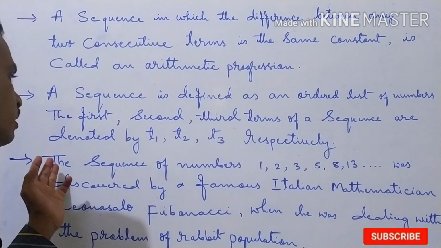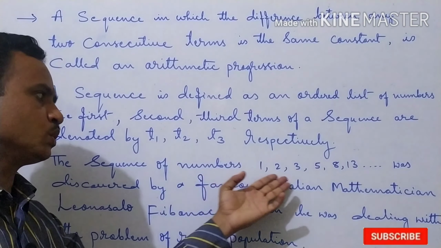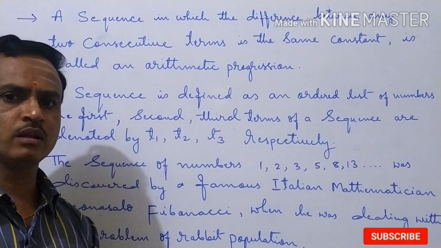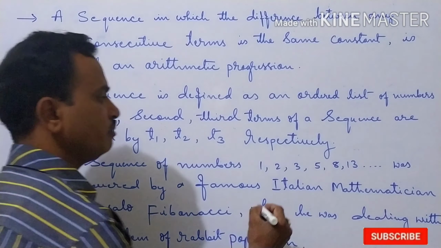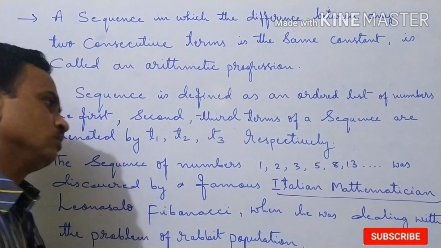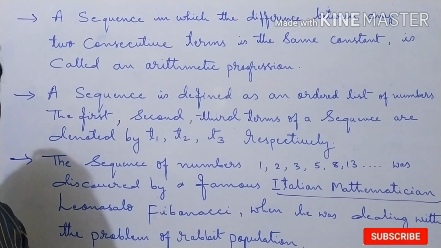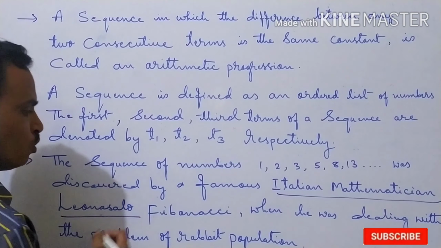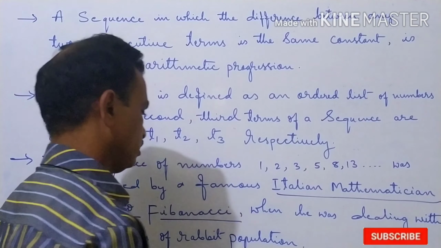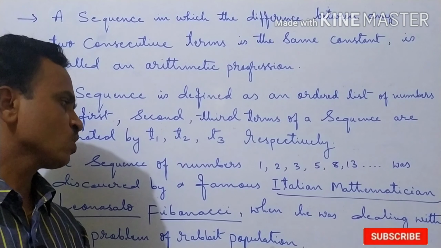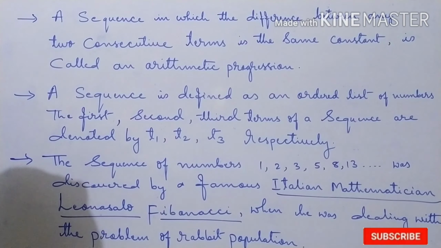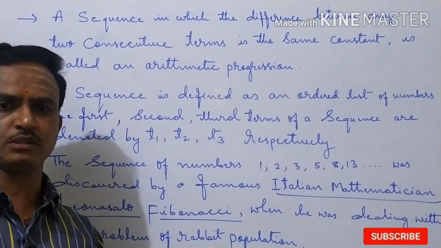Then the sequence of numbers 1, 2, 3, 5, 8, 13 was discovered by a famous Italian mathematician. So here the name of the mathematician is Leonardo Fibonacci, when he was dealing with the problem of rabbit population.